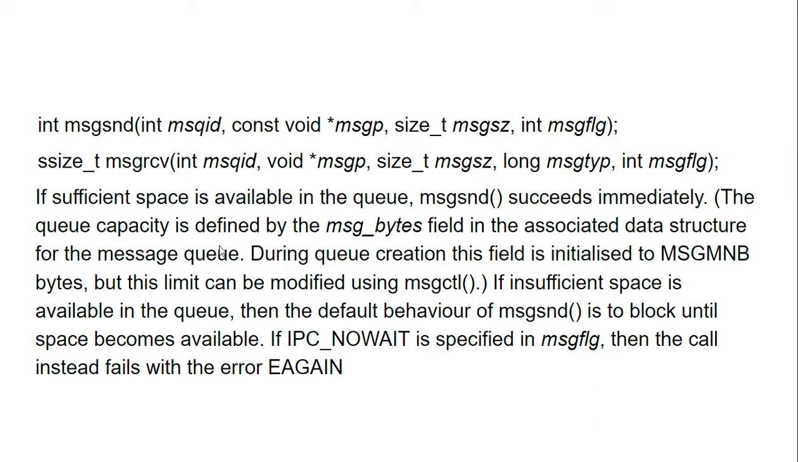Now see how to send and receive the message. msgsnd is used for sending the message and msgrcv is used for receiving the message. In both cases you have to pass the message QID that you received from msgget. After calling the msgget function, you will get the message QID. This QID you have to use here for sending and receiving the messages. Then the message pointer and message flags.